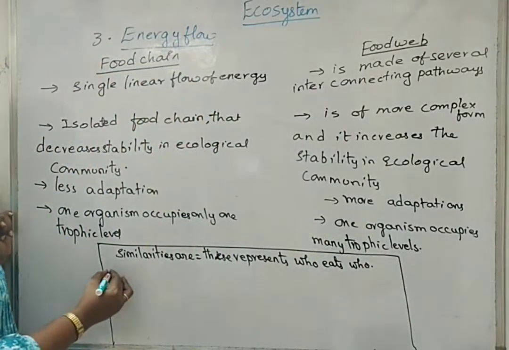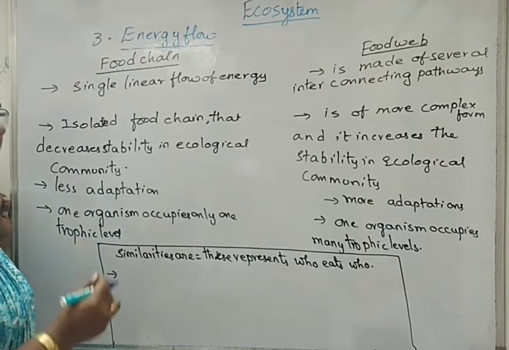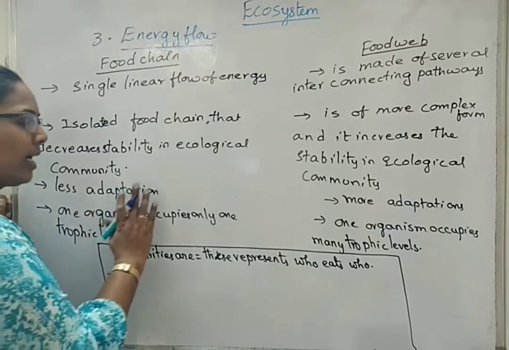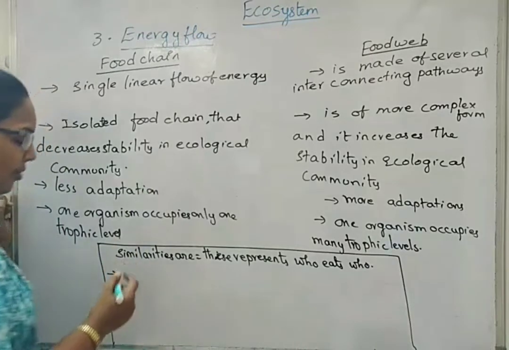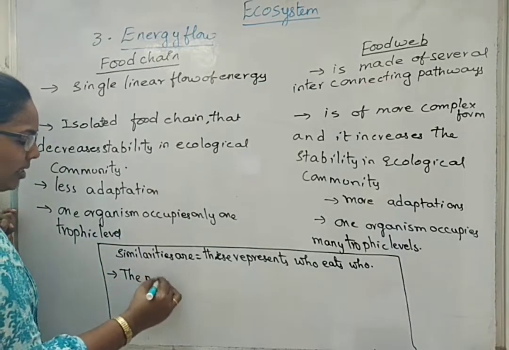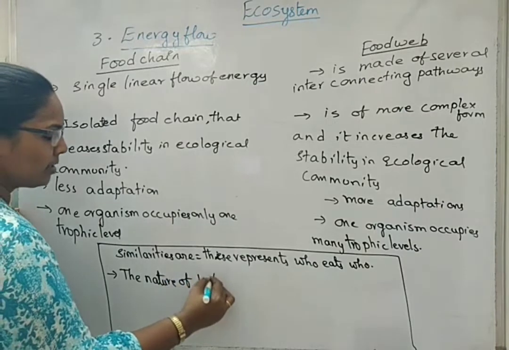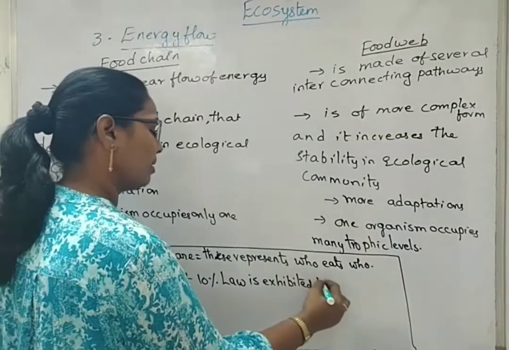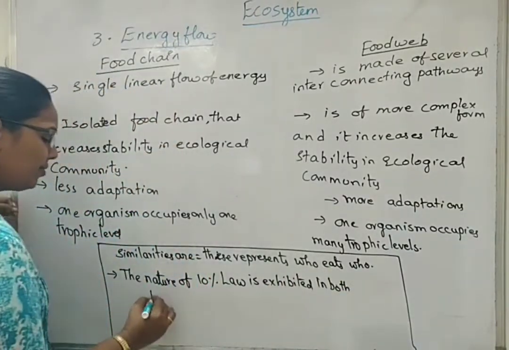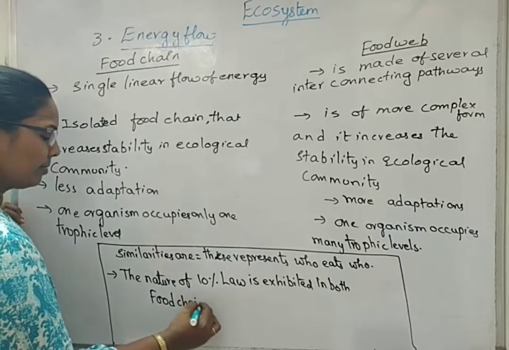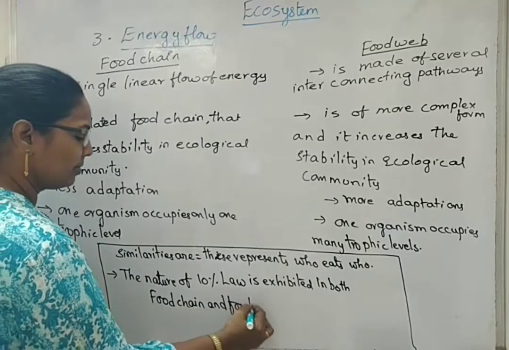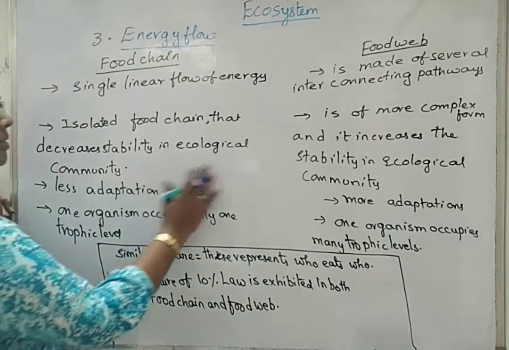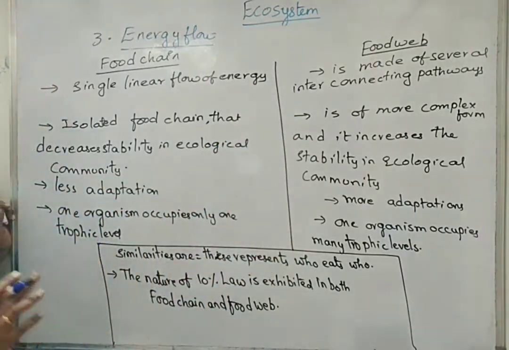Next, it also shows that only 10% of the energy present in one trophic level is transferred to another trophic level. That condition is exhibited both in the food chain and also in the food web. The nature of the 10% law is exhibited in both. So these are considered the similarities, and the earlier points are the differences between food chain and food web.